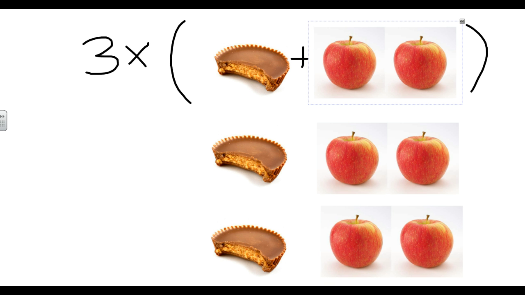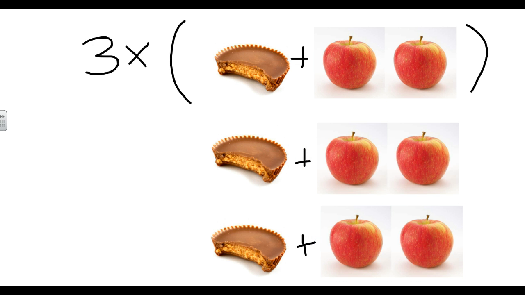So if we created 3 sets of a peanut butter cup plus 2 Honeycrisp apples, we end up not just with 3 peanut butter cups, but we end up with 3 groups of 2 Honeycrisp apples, which in total is 3 peanut butter cups and 6 Honeycrisp apples. So when we've multiplied this by 3, we've actually created 3 copies of everything that's inside those parentheses.